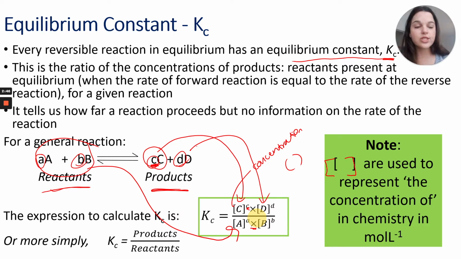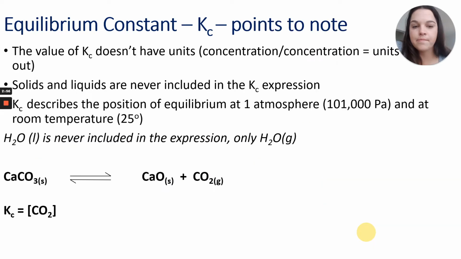The concentration that we're measuring here is in moles per litre, which we'll have a look at later, but really important we use the square brackets and not regular round brackets. The Kc value that we end up calculating does not have units, because what we're doing is moles per litre divided by moles per litre, so they just cancel out. So when we give our answer for Kc, it's just a number.